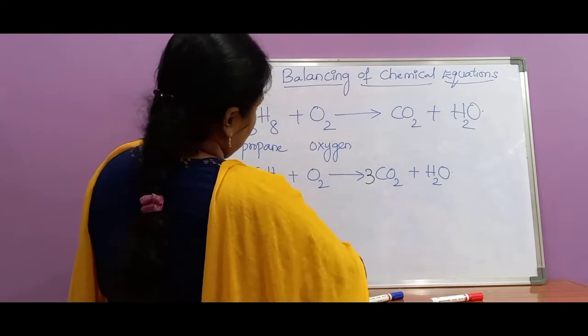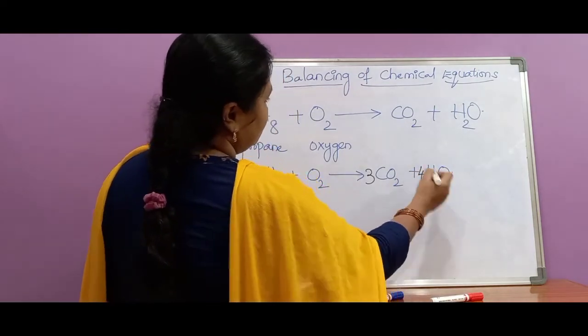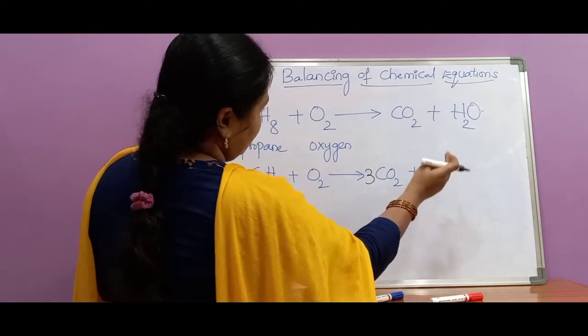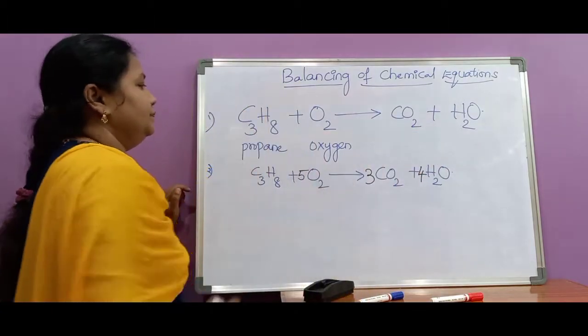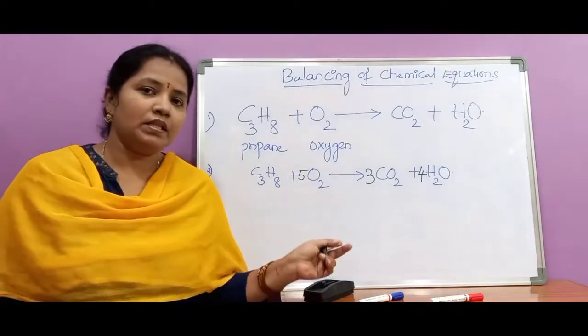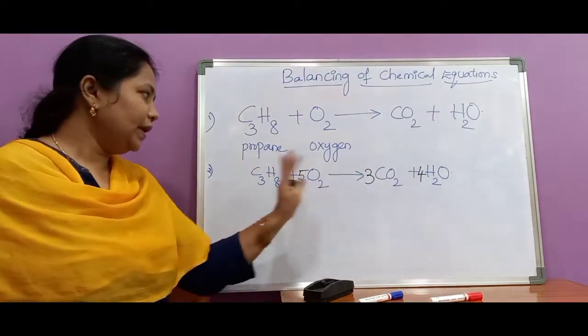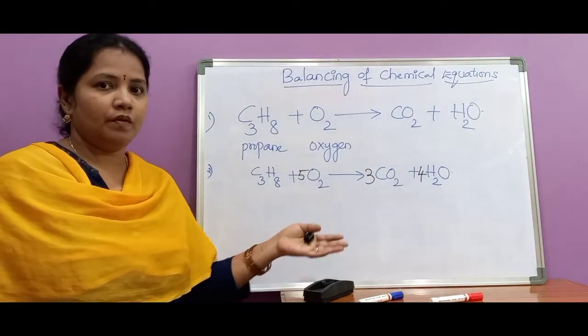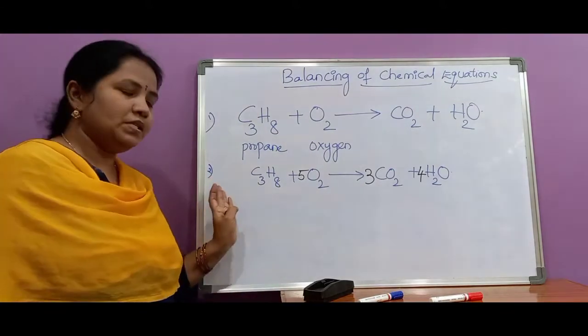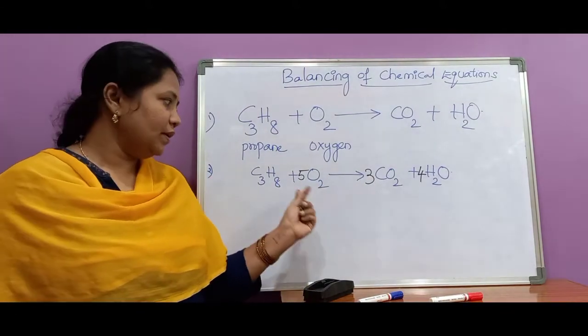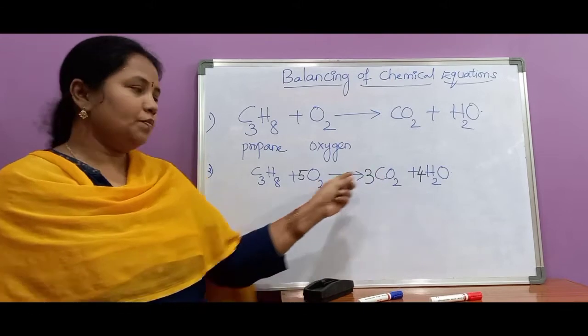Oxygens: 3 to the 6 plus 4, 10 oxygens, here 5. The coefficients required for this equation are 5, 3, 4. After comparing the number of atoms, we have to write the suitable coefficients. So in the second step itself, we will write the suitable coefficients. I wrote here 5, 3 and 4 so as to make them equal.